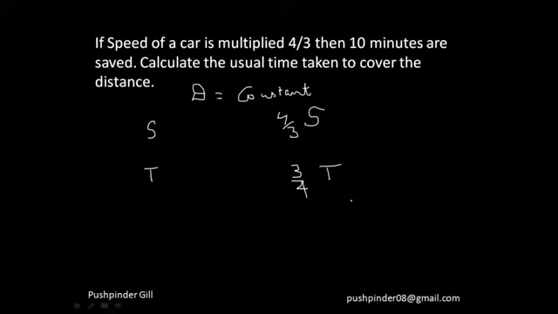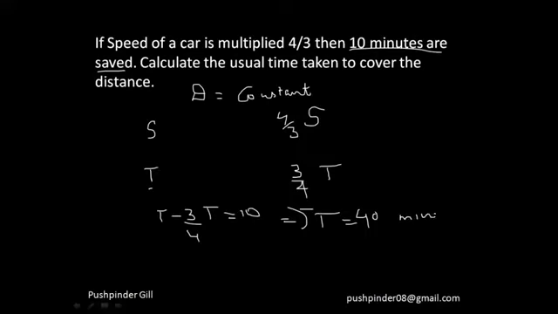Right? Because speed is inversely proportional to time. So if time is getting multiplied by 3 by 4 and I'm saving 10 minutes, that means the difference between this and this is 10 minutes. So t minus 3 by 4t is equal to 10 minutes. From this I can say that the actual time taken is 40 minutes. So actual time taken to cover the distance is 40 minutes. You just solve this equation and you get your answer.